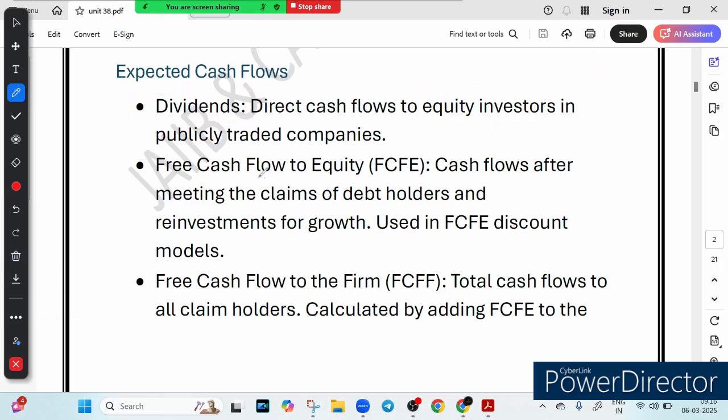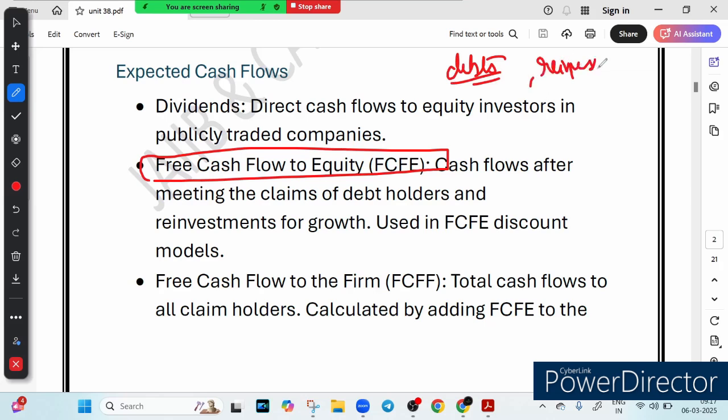The second way to measure cash flow, which I have already talked about earlier, is FCFE. As an equity investor, you get FCFE, that is free cash flow to equity. This is the money left after a company has paid its debts and reinvested for growth. It's like your salary after paying bills and saving for future expenses. Investors use FCFE to assess how much cash is truly available to the shareholder.